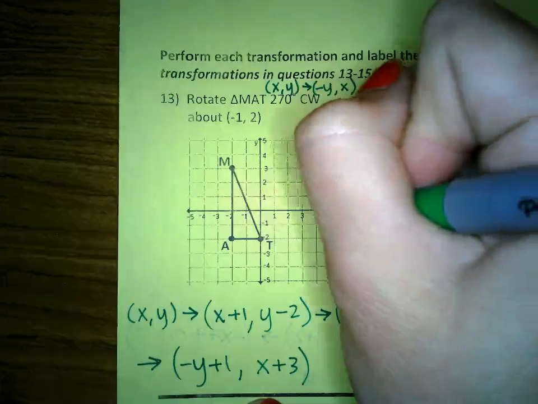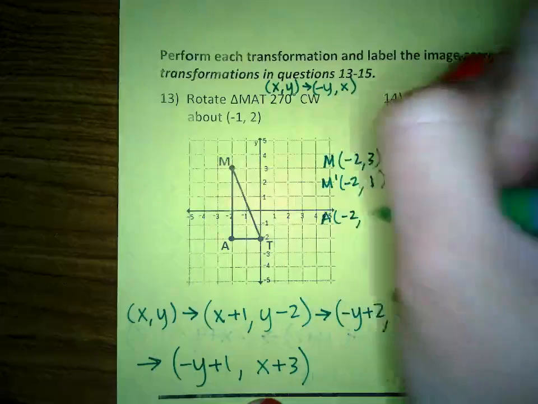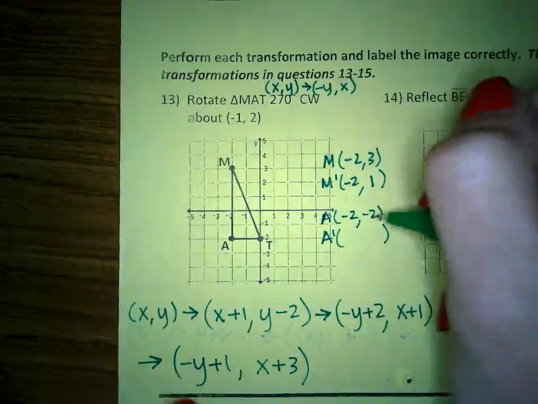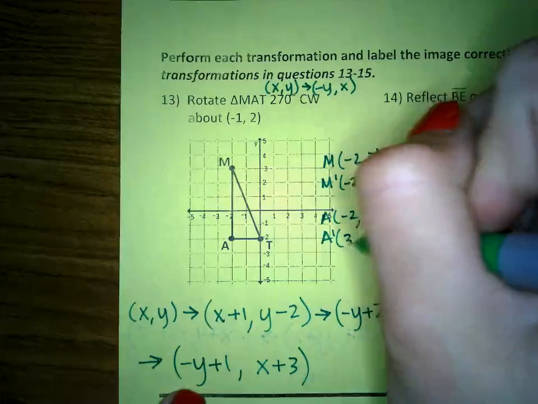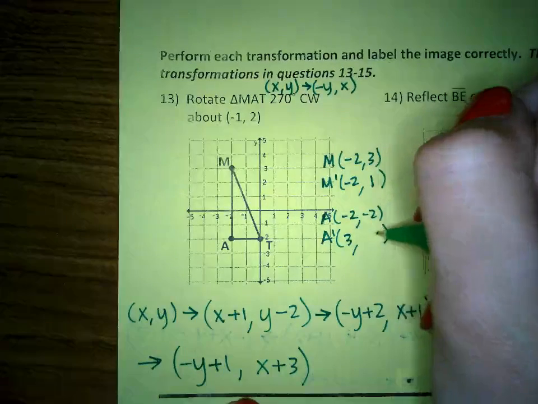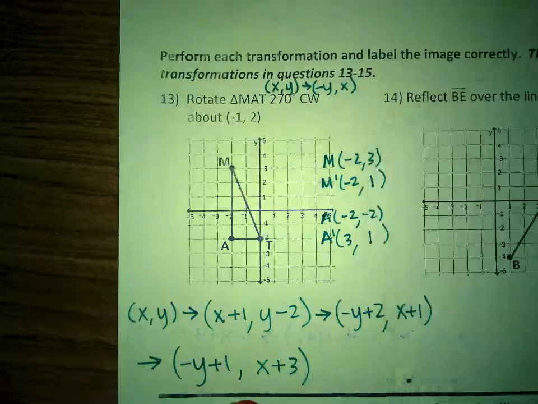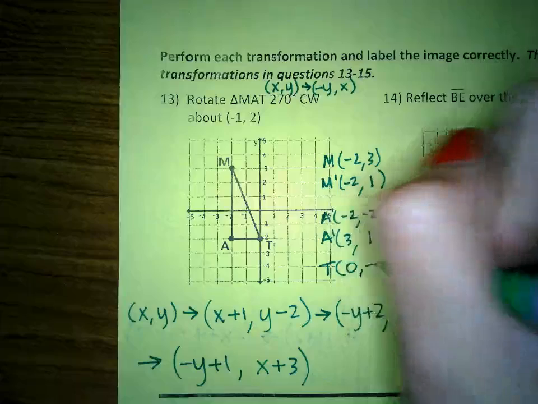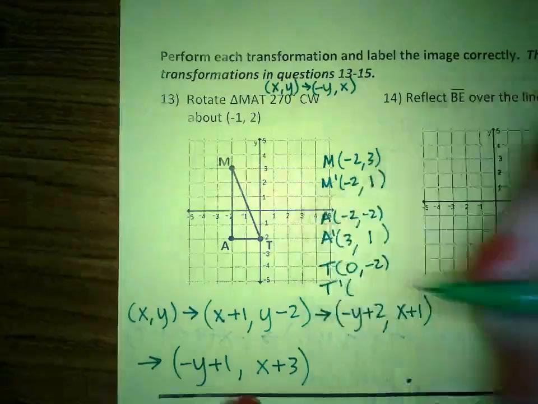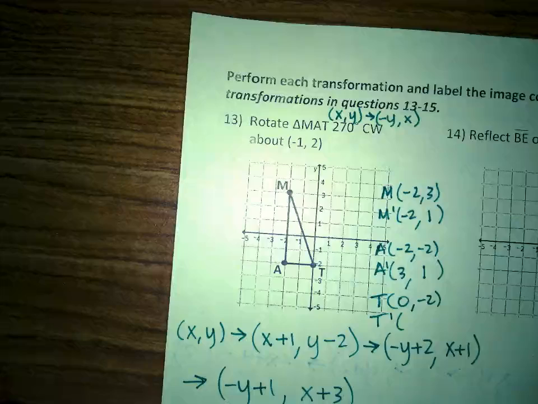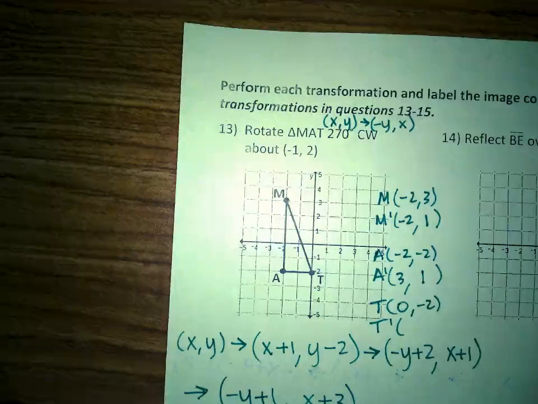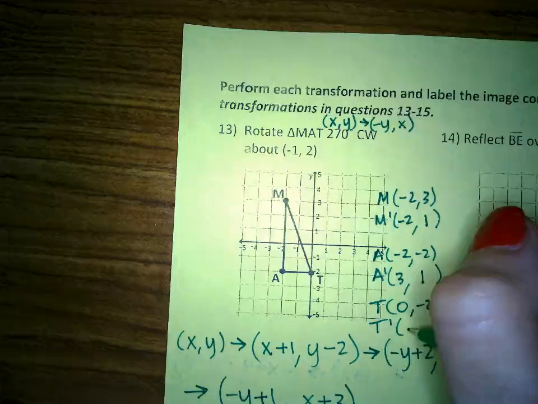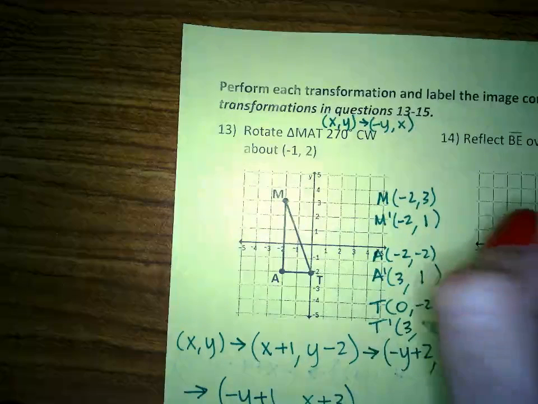All right, let's do the same thing with A. A is negative 2, negative 2. So y goes to the front, changes sign, so that's 2 plus 1, which is 3. X goes to the back, so that's negative 2 plus 3, which is 1. And last but not least, T. So we go over 0, down 2. T prime is going to be at, let's see, y goes to the front, changes sign, so that's 2 plus 1, 3, and then 3.